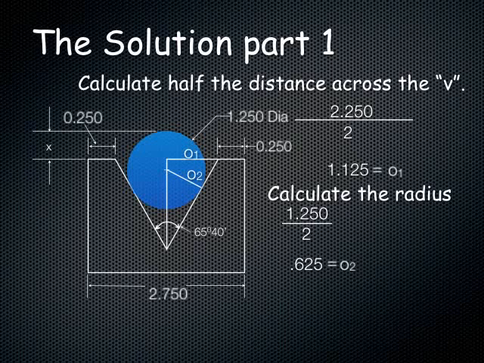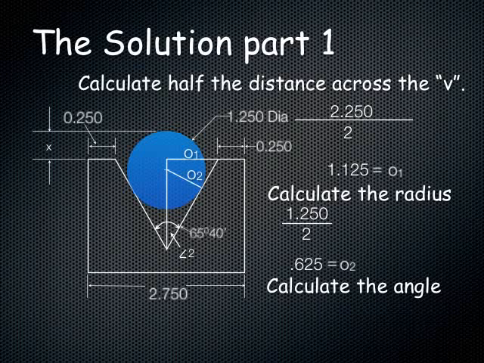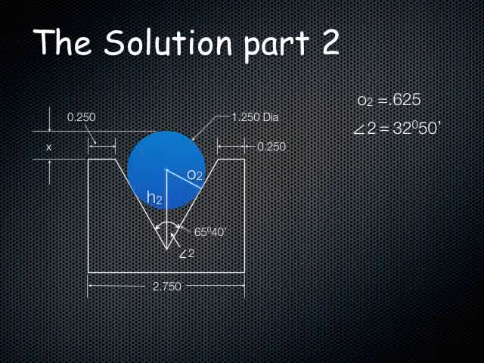The other piece of information we're going to need to make the calculations is the angle 2, which, because it's drawn to the center of the circle from two lines that are tangent to the circle, splits the angle in half. That angle is 65 degrees 40 minutes. So if we divide that by 2, we get 32 degrees 50 minutes. Now with this information, I think we can solve the problem.